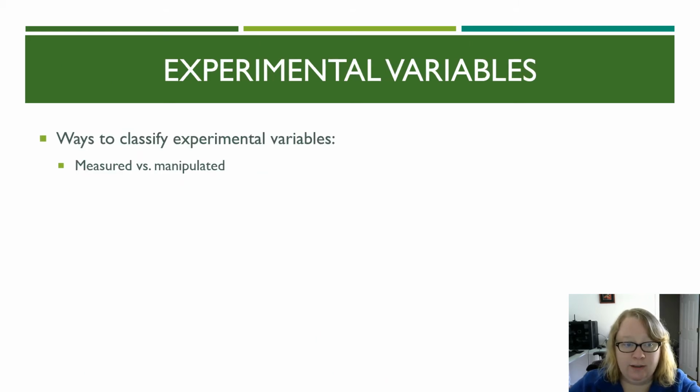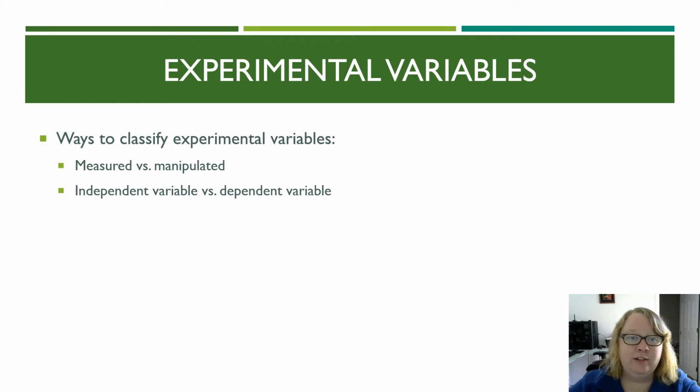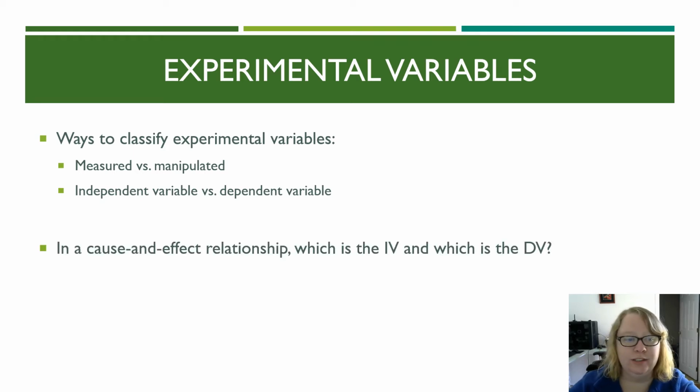All right, so we've got the measured versus manipulated way of classifying experimental variables. We can also classify experimental variables as independent or dependent. And we have talked about this before in a couple of previous classes, but here's where it's really important. Experimental design is where independent variables and dependent variables are incredibly important.